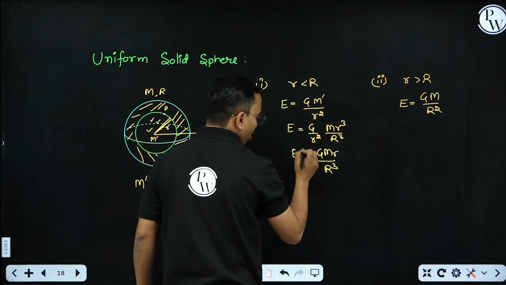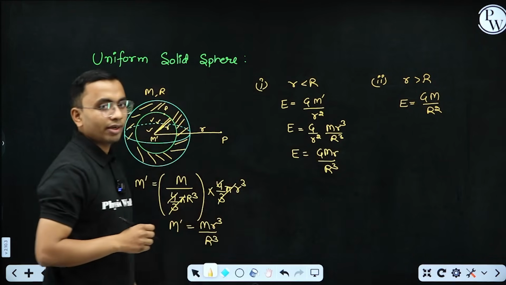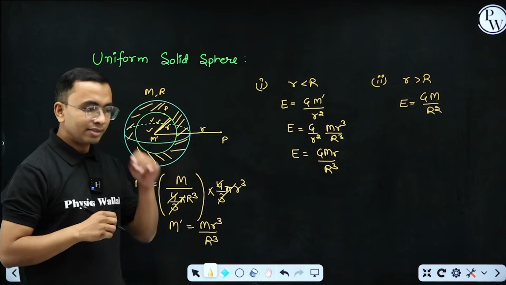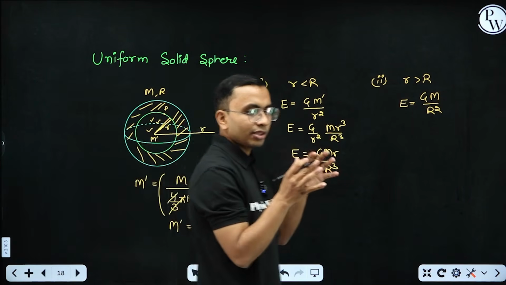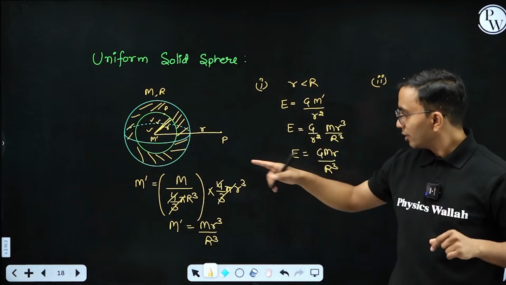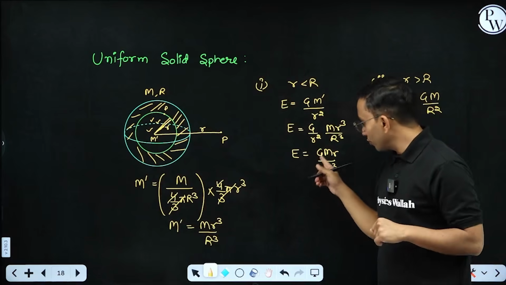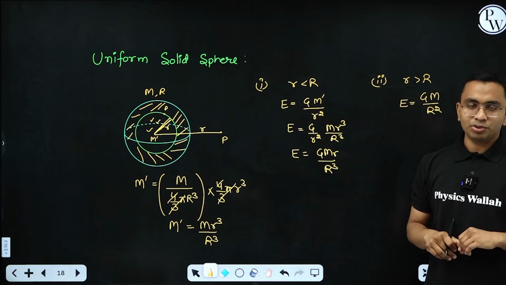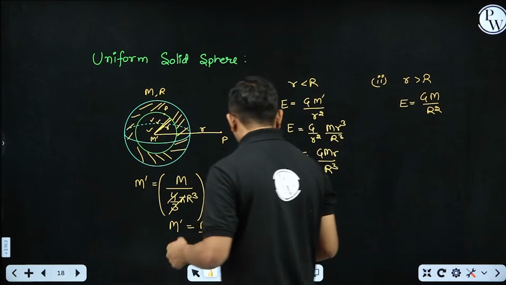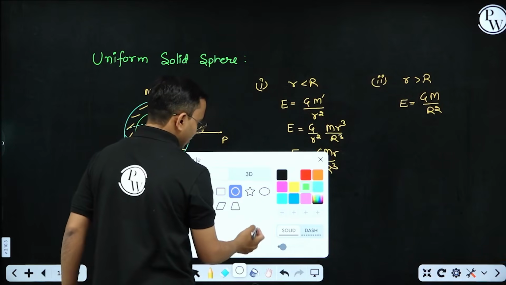The same formula we got for the electric field also, if you remember. Inside the solid sphere, the field varied linearly proportional to r, and there the formula we wrote was KQr by R cube. Here it is GMr by R cube. Same thing. Now let us draw the relation.